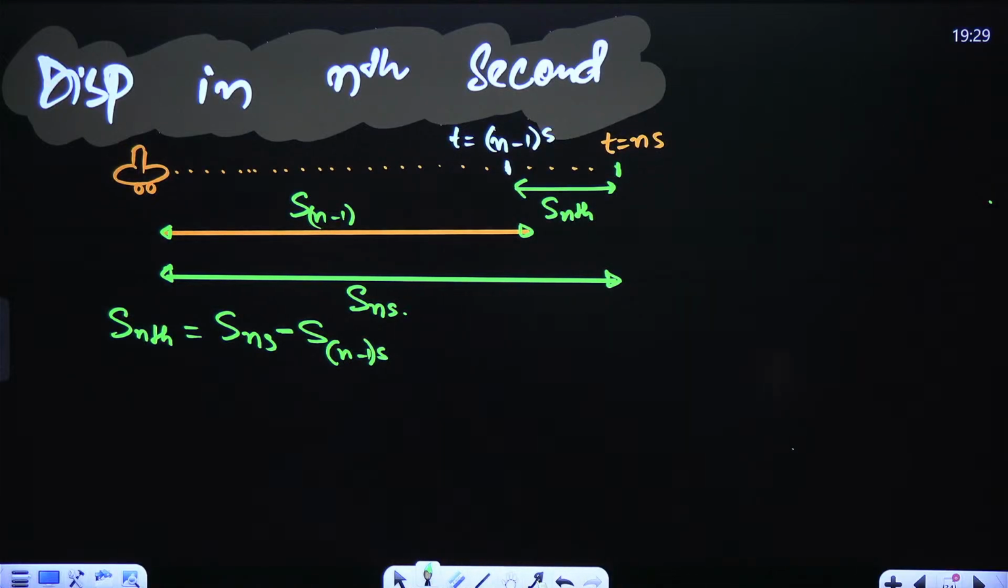Tell me, is this crystal clear? Everybody out there, is this crystal clear? Tell me, guys, in the chats. Everyone means everyone.